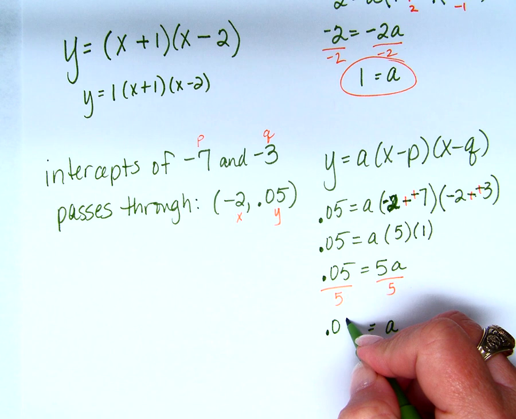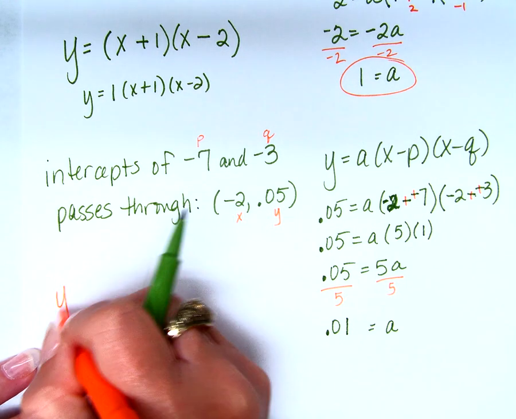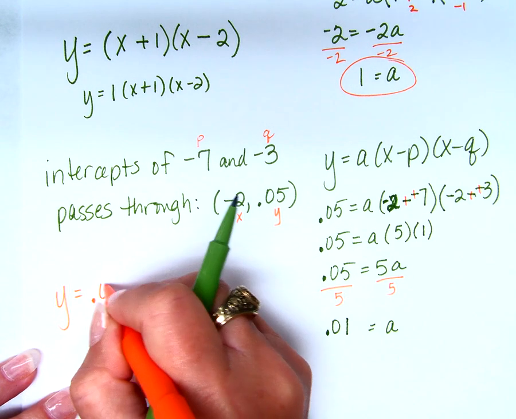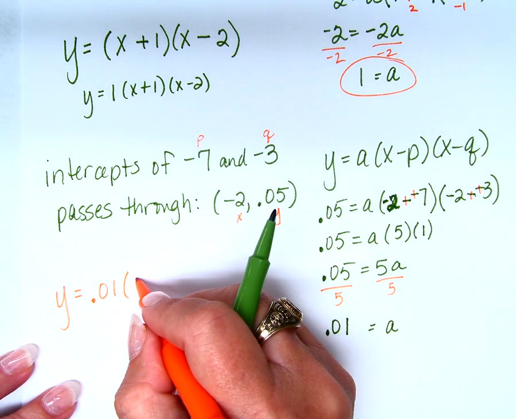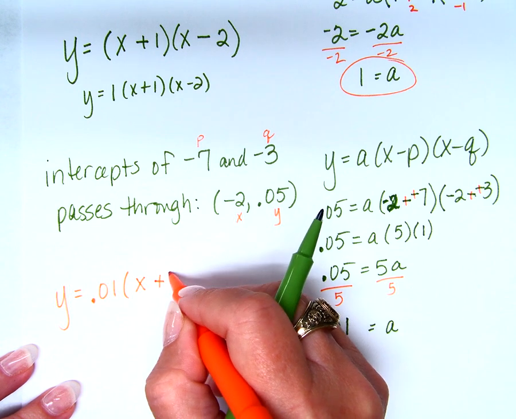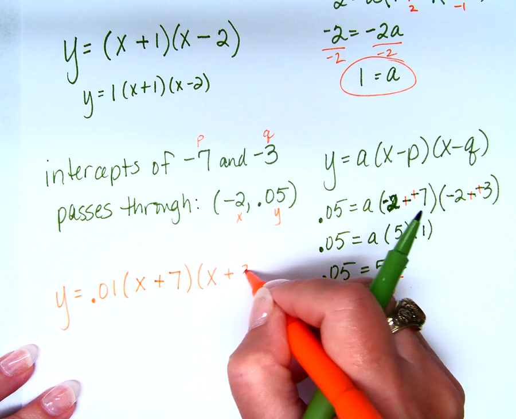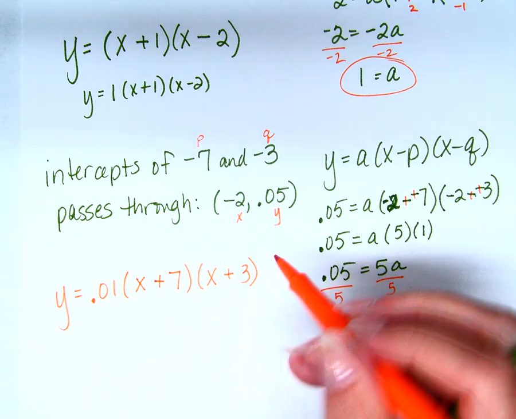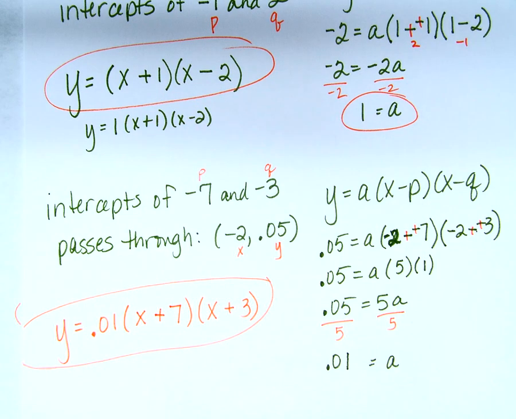So now we're going to go back to the equation. What is it? Y equals 0.01 times x plus 7 times x plus 3. Perfect. Any questions about this?